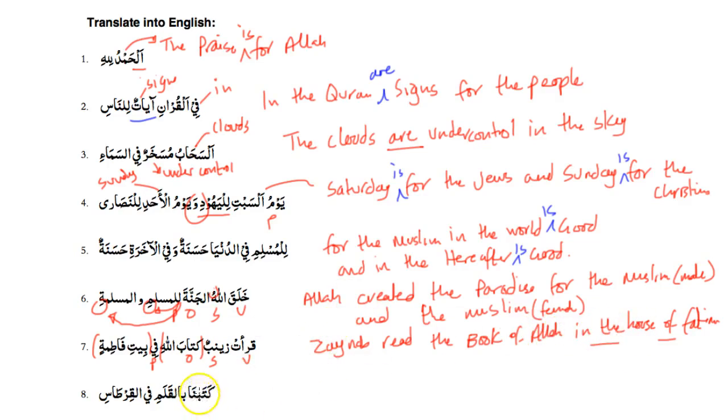Okay, and finally katabna. So katabna is a verb plus subject, and bil qalam. So remember, the ba, the preposition overrides objects. Just like it overrides anything really if it occurs. So katabna is we wrote with the pen in the paper. I mean, in English we say on the paper, but the Arabs say in paper as well. So we wrote with the pen in the paper.